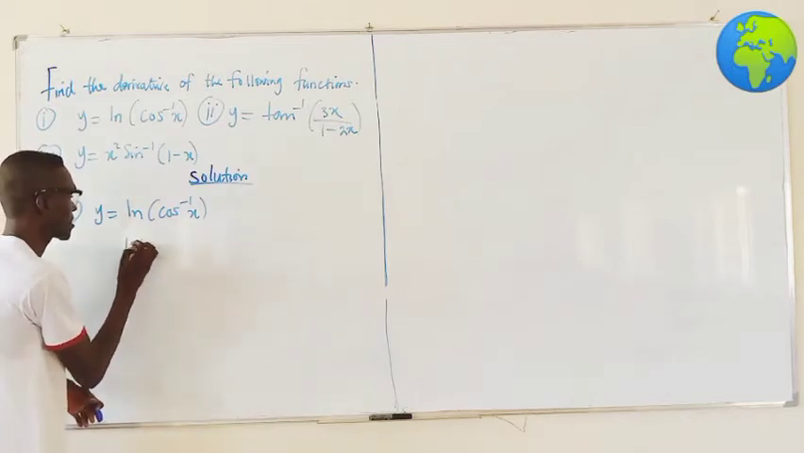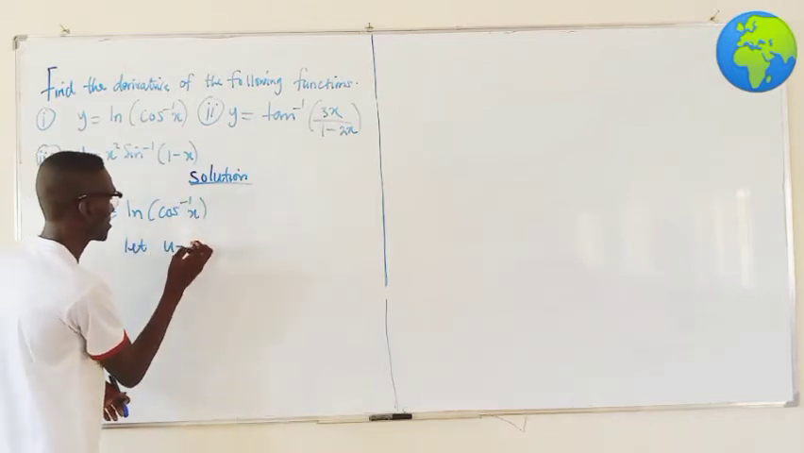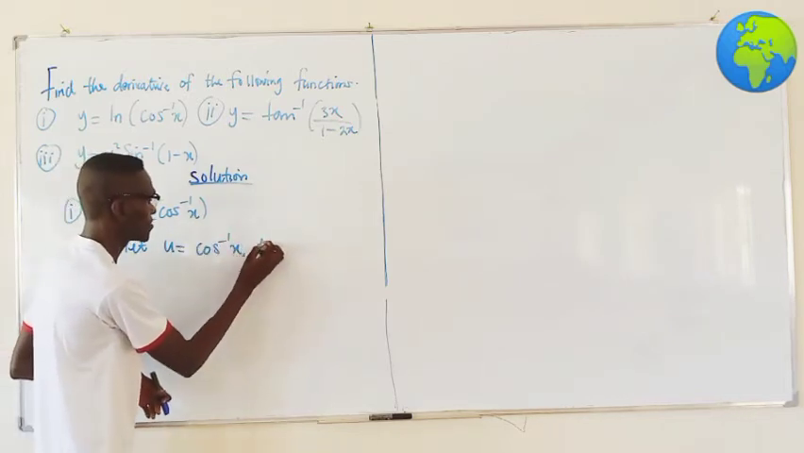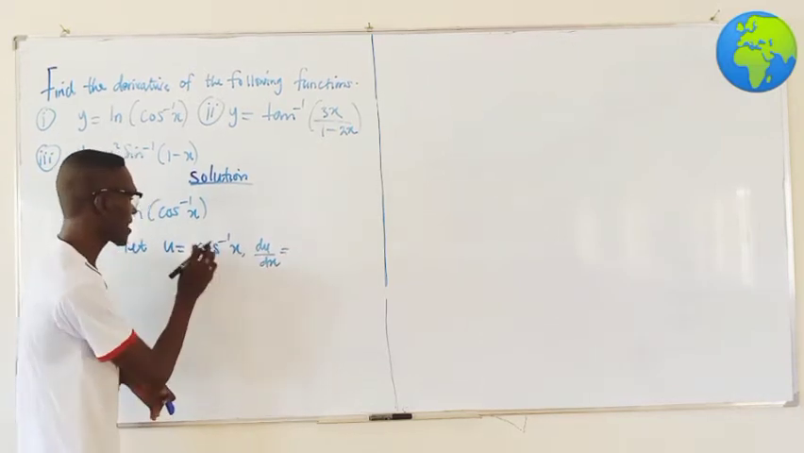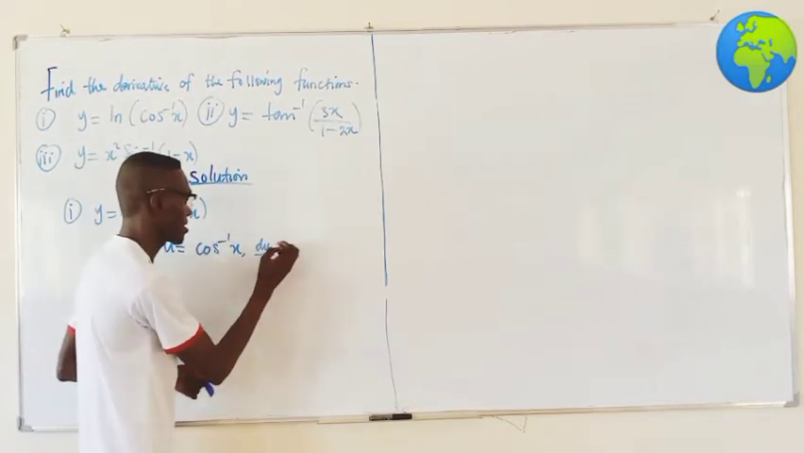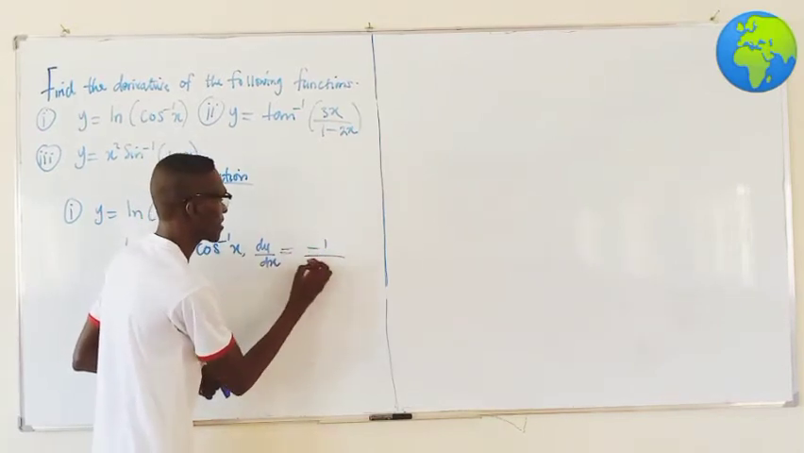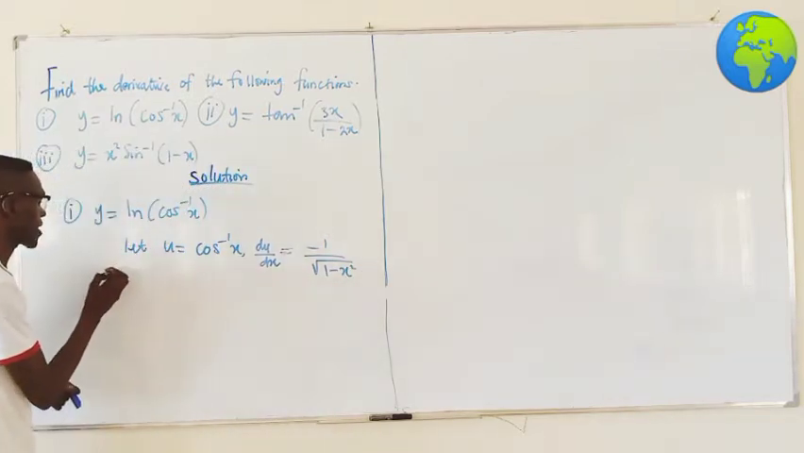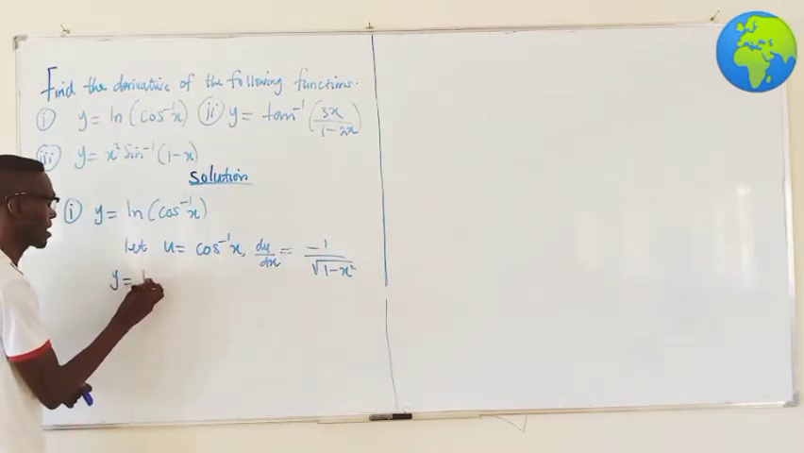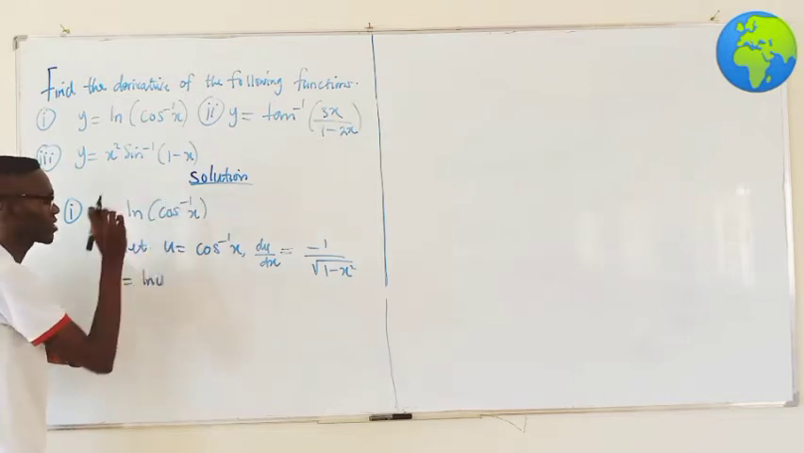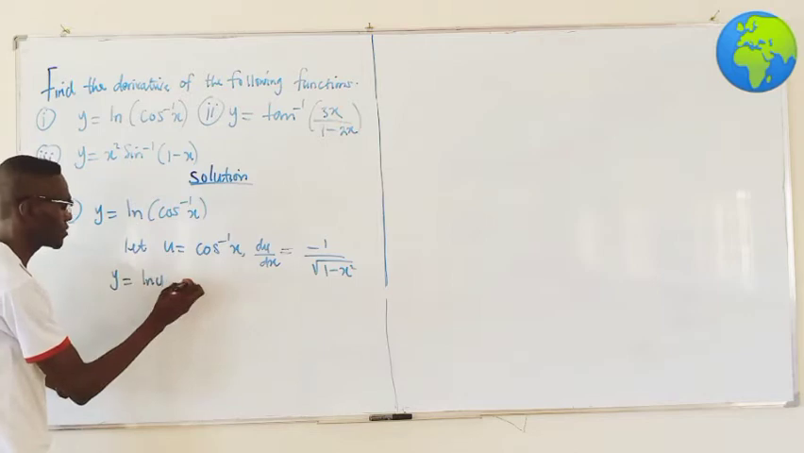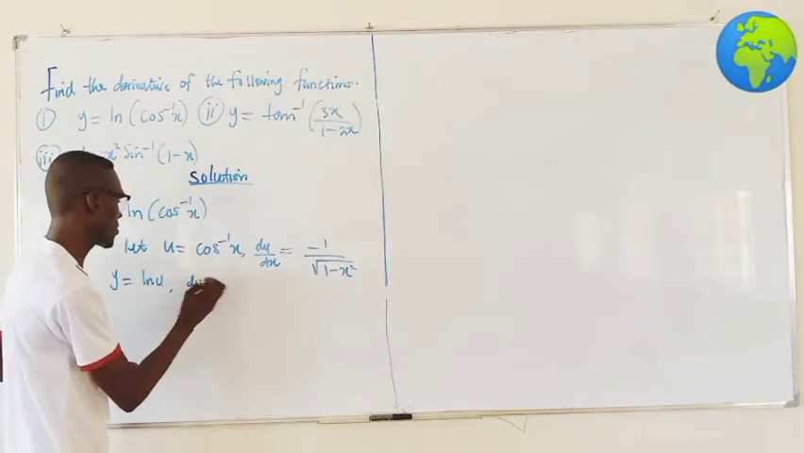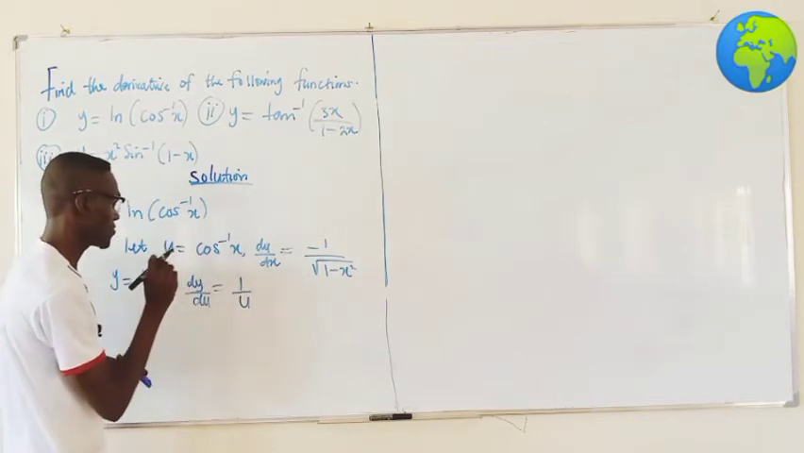So we let u equal the inner function, which is cos inverse of x. What is our du dx? Don't forget the derivative of inverse cosine is going to be minus 1 over square root of 1 minus x squared, right? So y equals ln u, because we said this is u. If y is ln u, what is our dy du? Derivative of y with respect to u is going to be 1 over u, right?